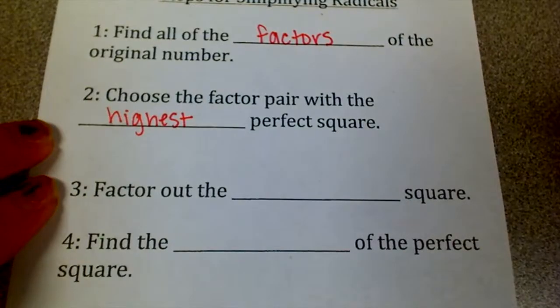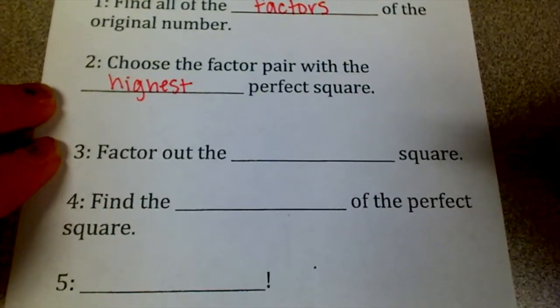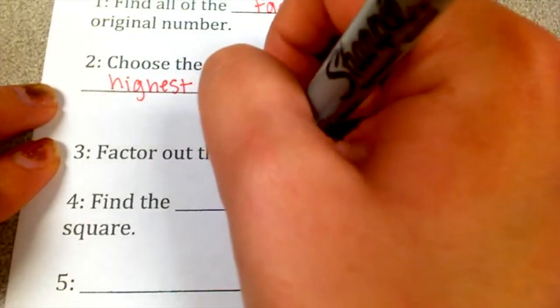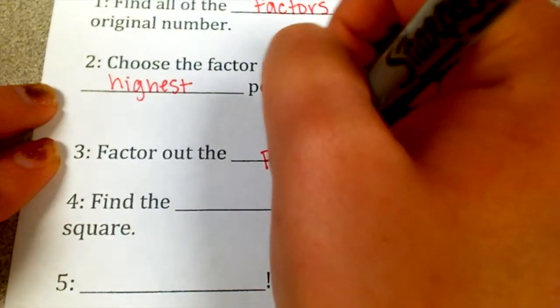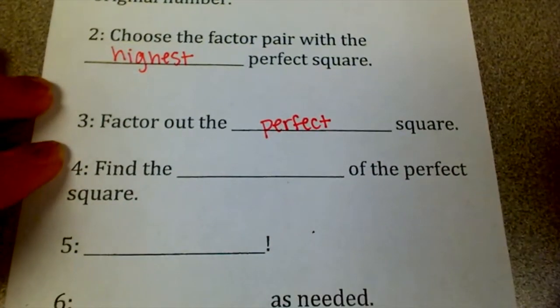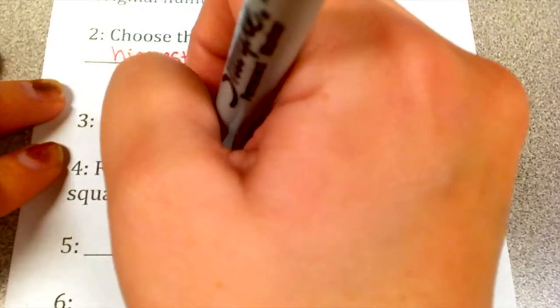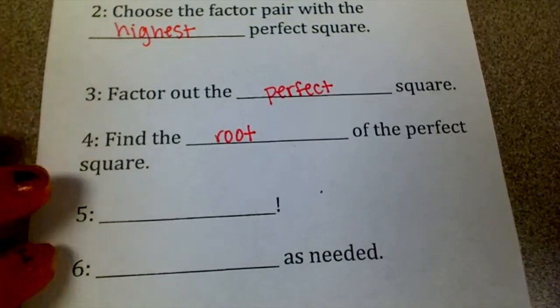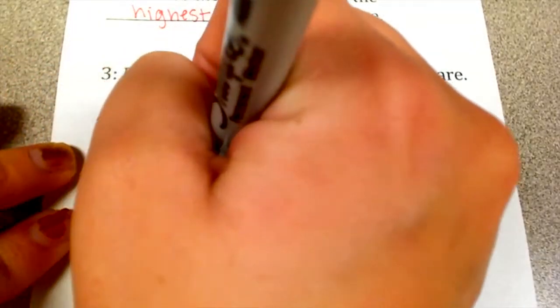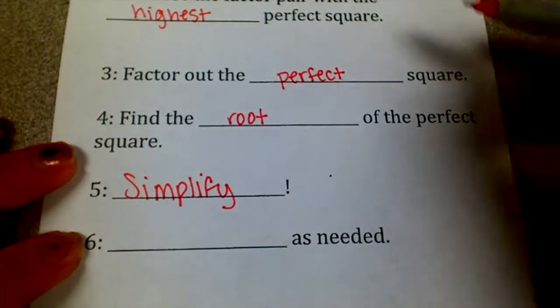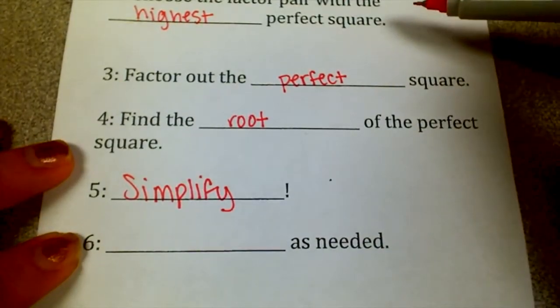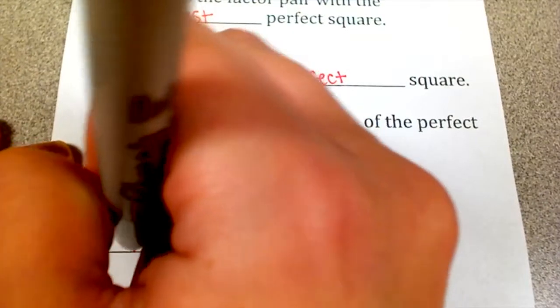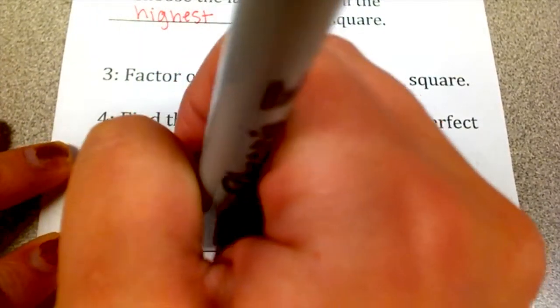You are not dismissed. The third thing is to factor out the perfect square. The fourth thing is to find the root of the perfect square. And then you simplify. Now let's say up here you choose the wrong perfect square. You made a mistake. That's okay. You can repeat these steps as you need to. Okay?